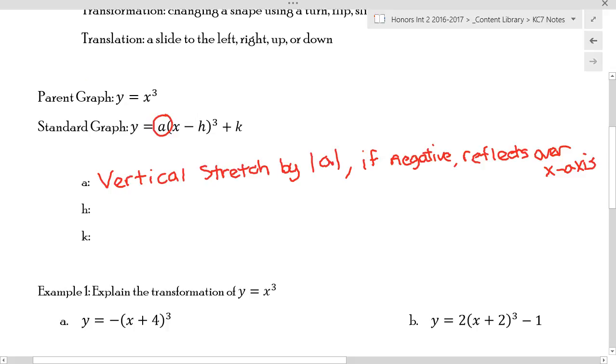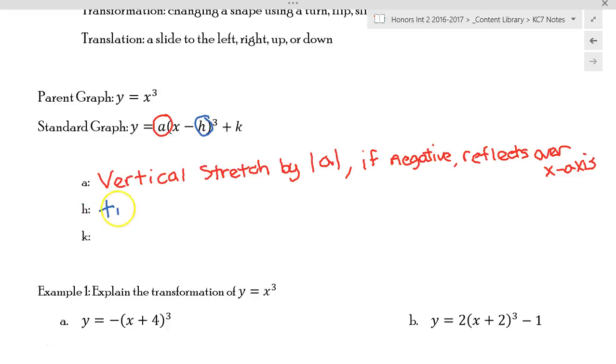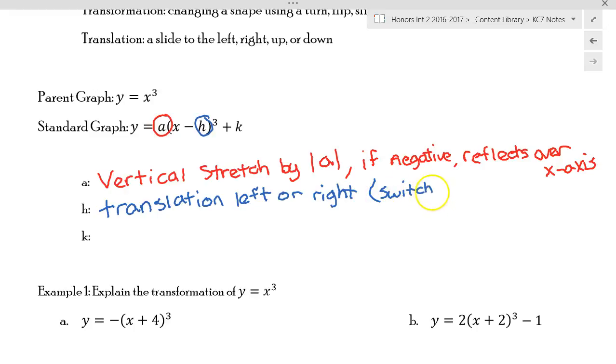Then we have H. So H is a translation left or right. And again, translation just means it moves left or right. And for H, you always have to switch the sign since it is being subtracted. Okay? So you have to be careful because it's for subtraction. Whatever you actually have there, if it's plus 4, it's going to be negative 4. If it's minus 4, it's going to be positive 4. So always switch the sign.